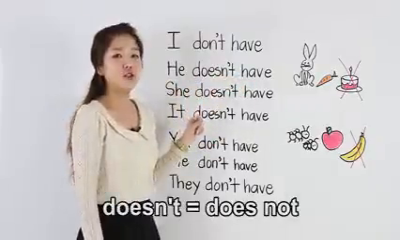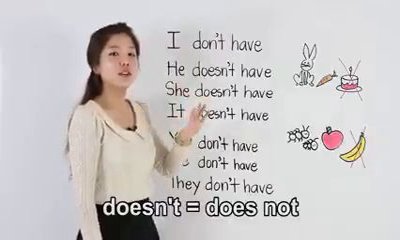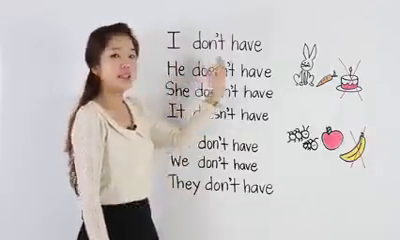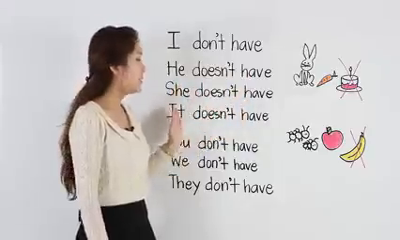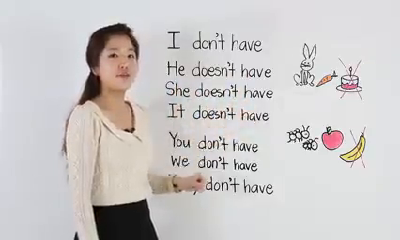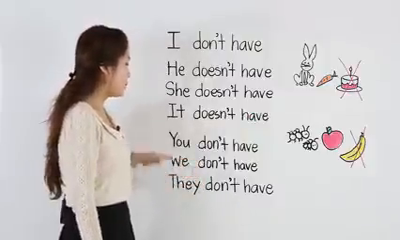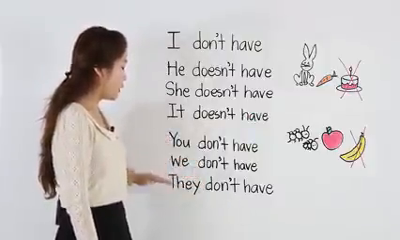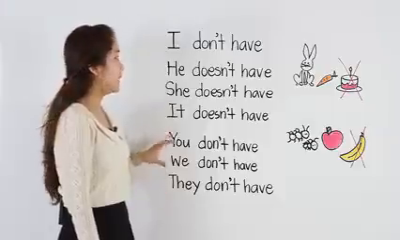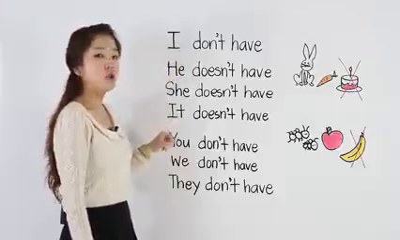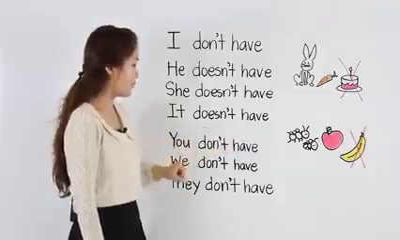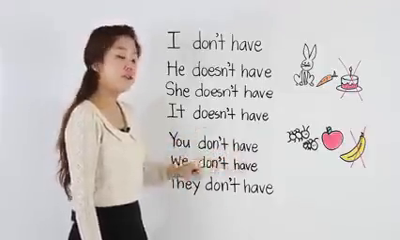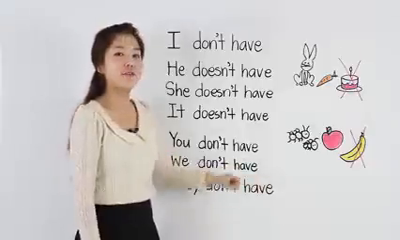Doesn't is a contraction for does not. He doesn't have. She doesn't have. It doesn't have. Now on the bottom, for you, we, they, it's the same as I. We use don't have. You don't have. We don't have, and they don't have.